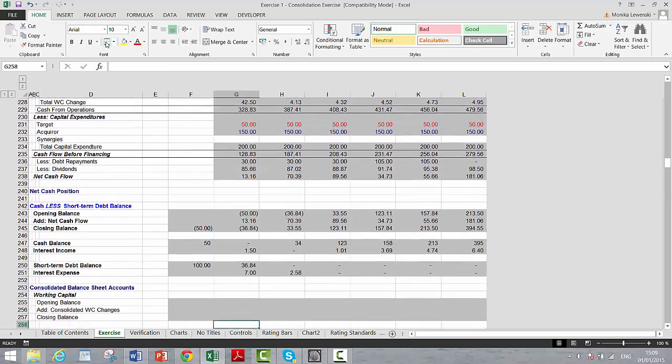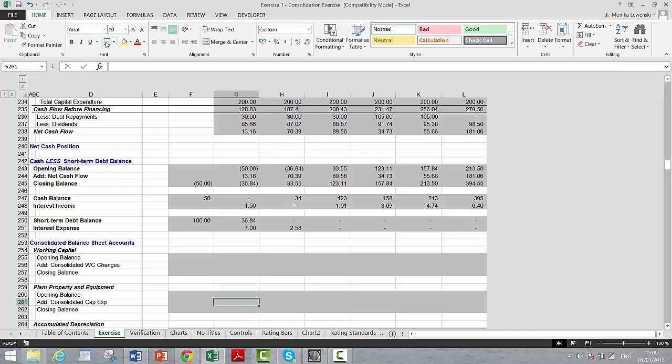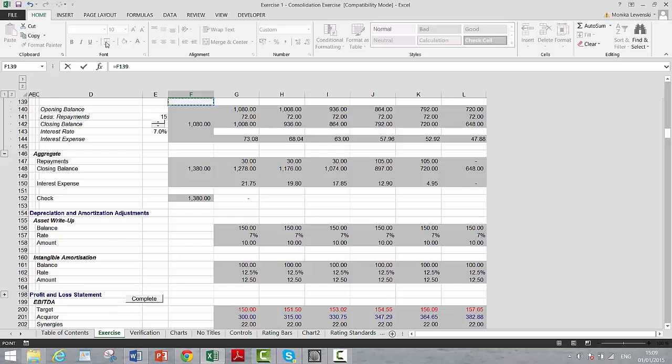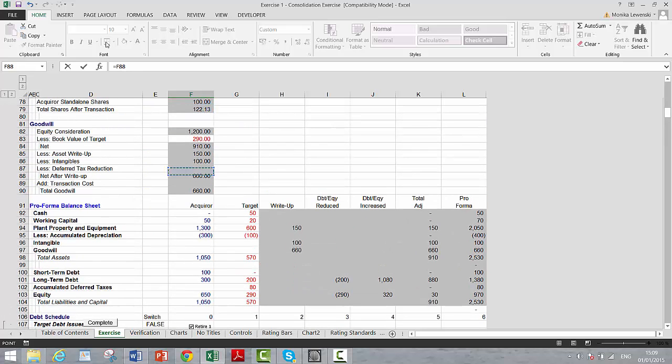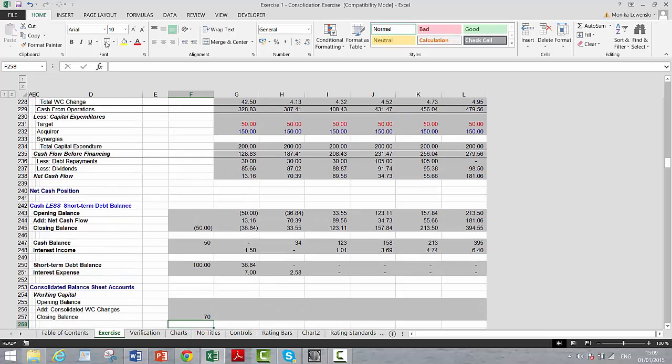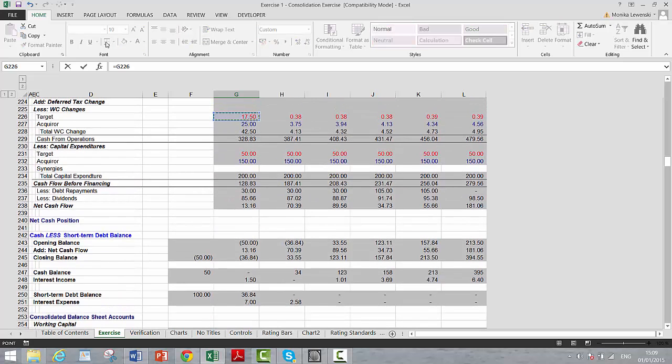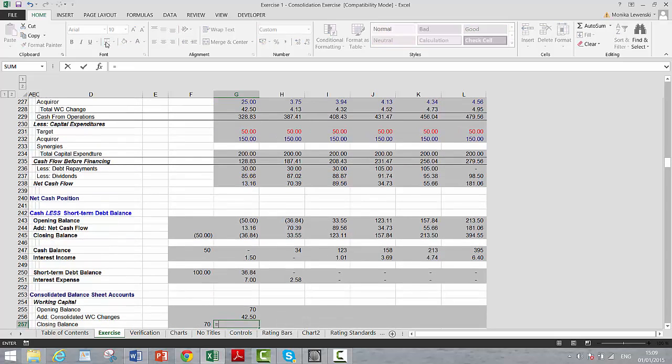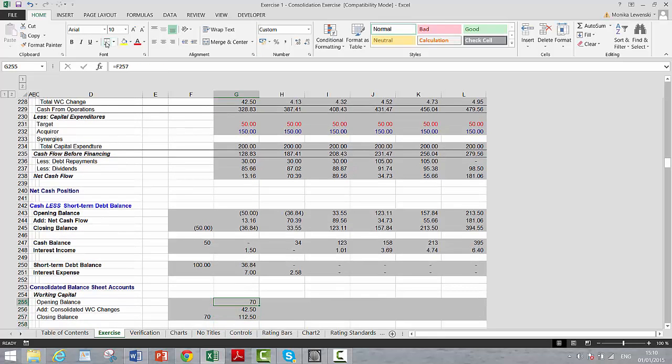And the only thing we have left to do is to make sure our balance sheet balances. Now, what I'm going to do, how's this? I'm going to start these closing balances from the pro forma balance sheets, and then the opening balance is the closing balance, and then somewhere in our cash flow statement, we had the total working capital change for both of these. So this would be Alt equals, Shift Control right arrow, Control R.